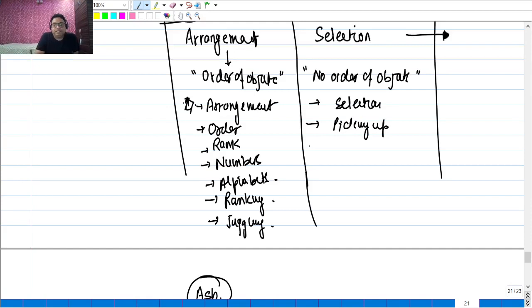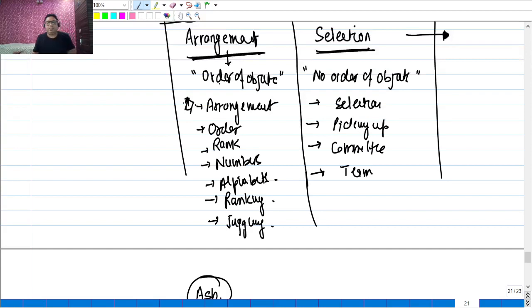Here selection, picking up, committee formation, team formation. Got my point? These are all for combinations or selections. Now you can write the difference, the keywords, and you would always understand where to use permutation and where to use combinations. Please write them, all of you.